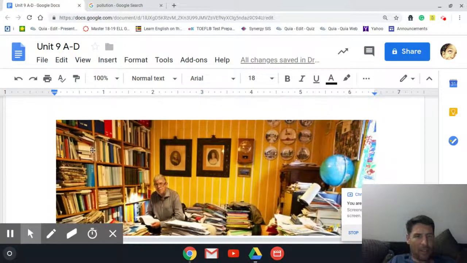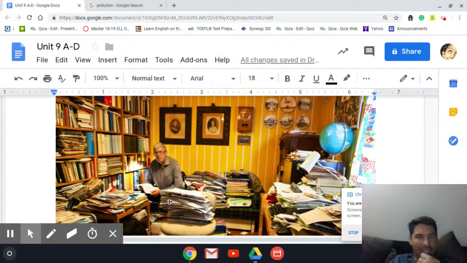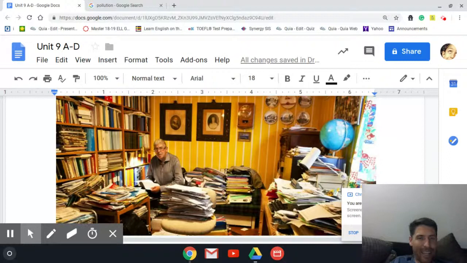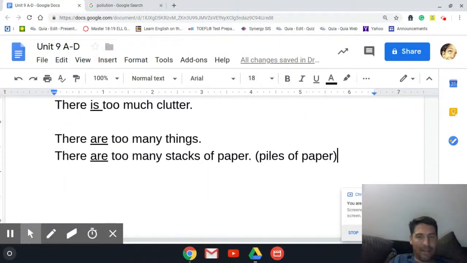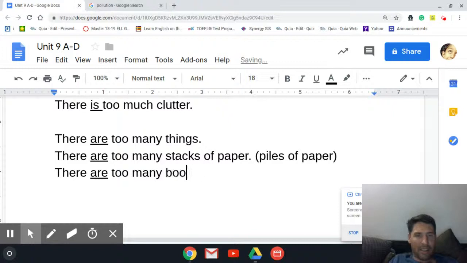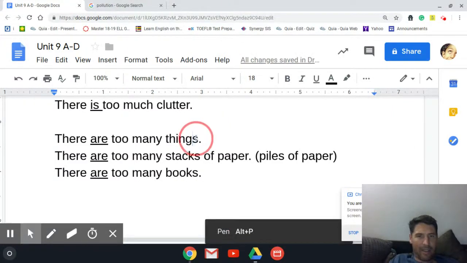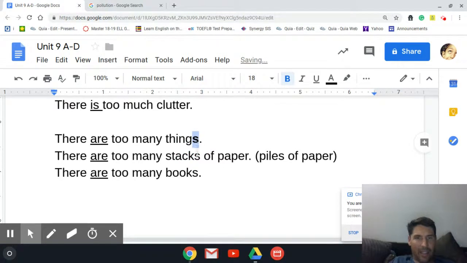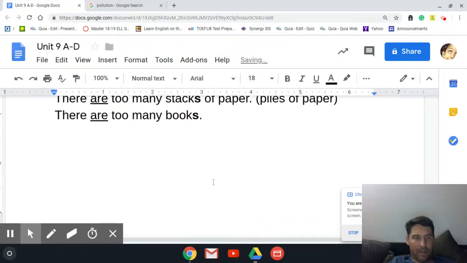Let's look at that. You see all these books? I don't think this guy has time to read these books because all he does is buy more things or get more things from outside and put them in his house. So we might say there are too many books, right? So do you notice again, S? I'm going to put an S there just to remind you.